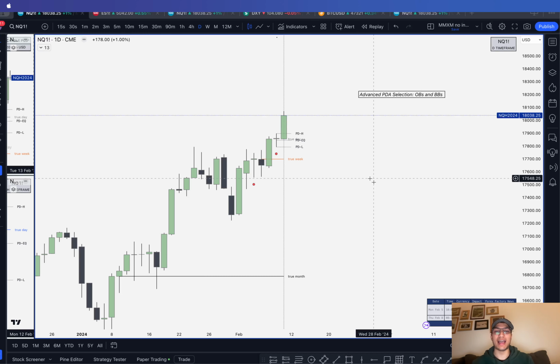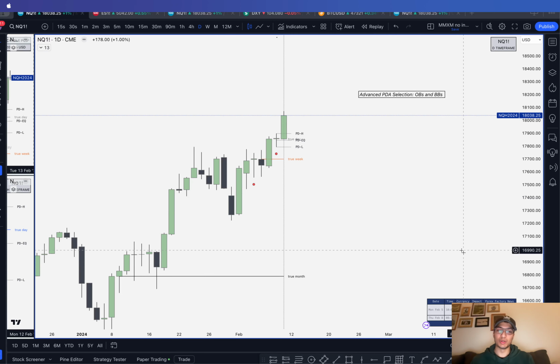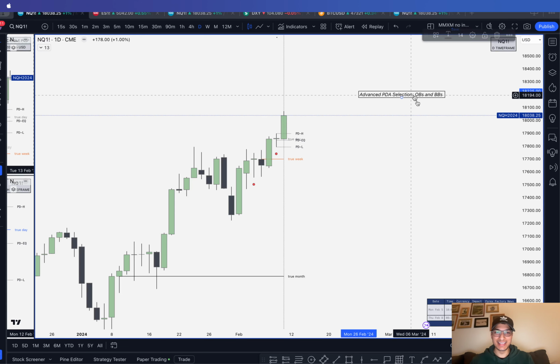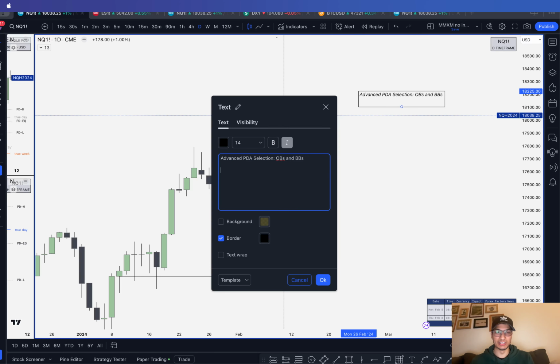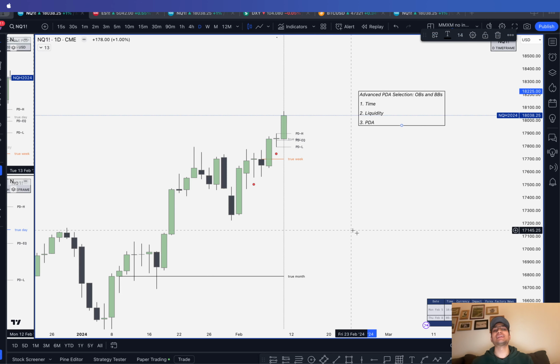In the same way we have different confluences regarding FVGs that make them higher or lower probability, we have different FVGs that frame breakaway gaps and inversions. We always want to be incorporating narrative and context into every PD array we select. So when we look at the PD array hierarchy, you want to always understand this precedent and this general logic. First thing we consider is time. The second thing we consider is liquidity. And the third thing we consider is PD arrays. In that order.